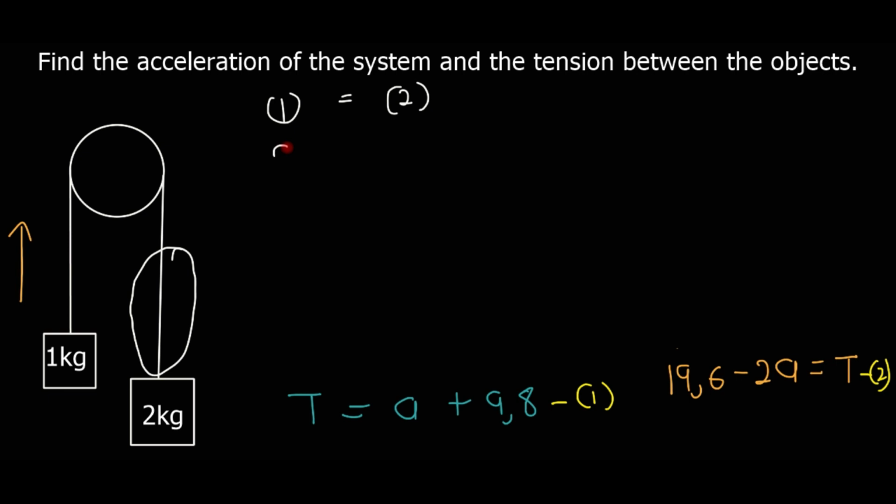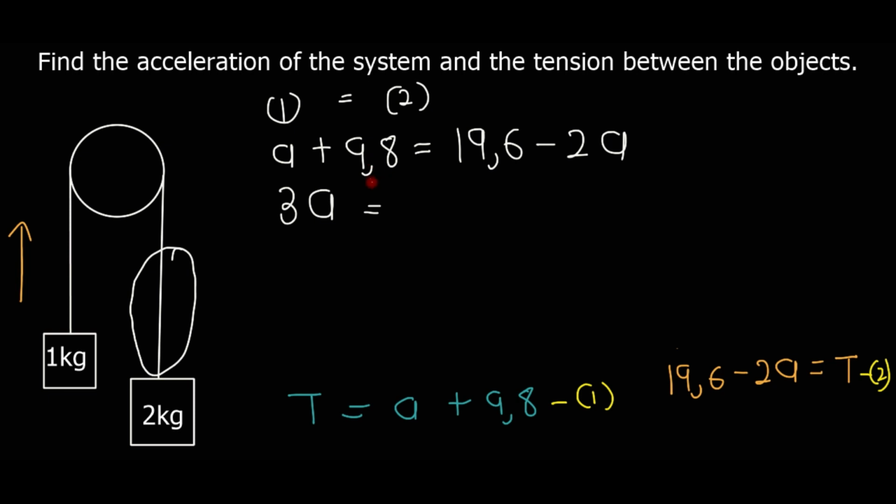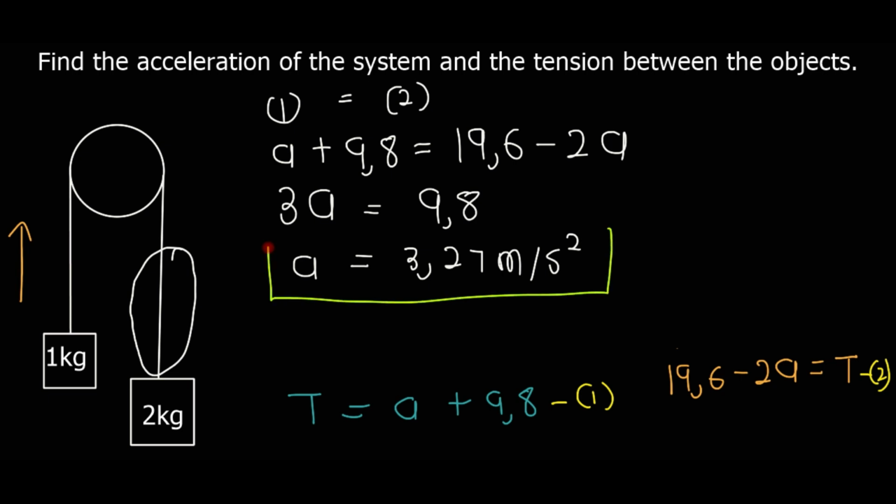And then from there we have a plus 9.8 equals 19.6 minus 2a. From there we solve for a. We take this negative 2a to the other side and it becomes a plus 2a, which gives us 3a. And then we take this 9.8 to the other side, so we have 19.6 minus 9.8, which gives us 9.8. And then from there we divide both sides by 3. So a is 3.27 meters per second squared. So this is our acceleration.